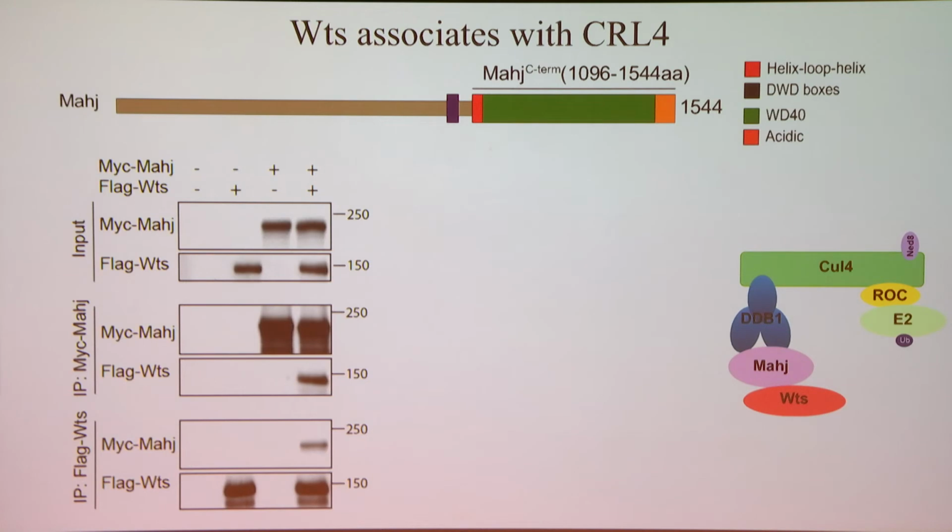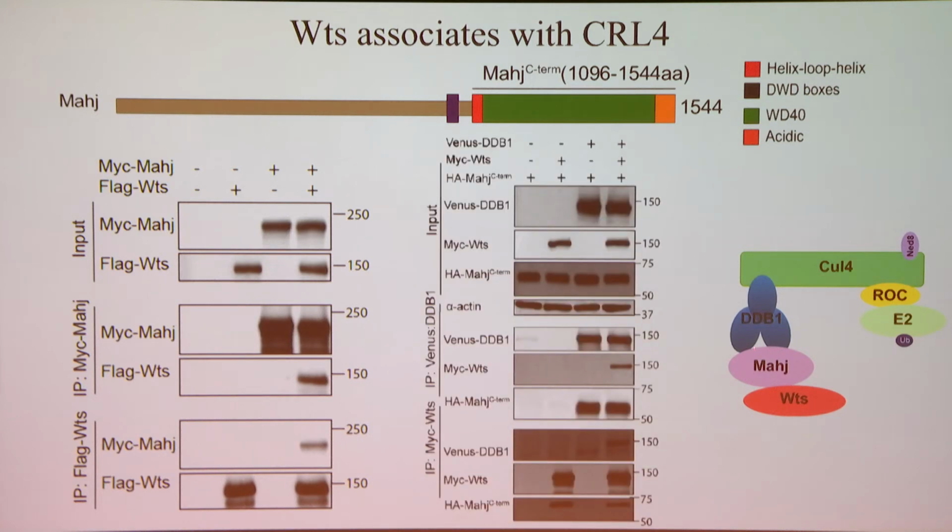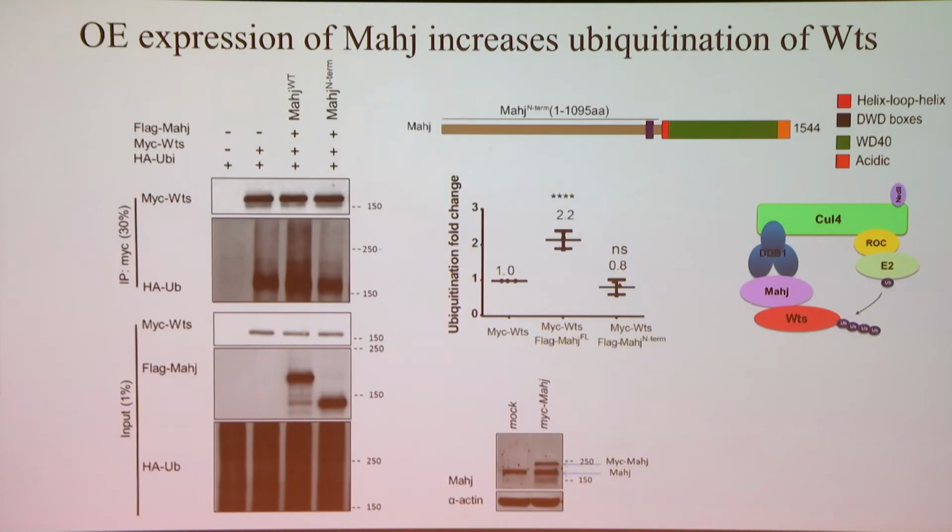We first showed that Mahjong and Warts form a protein complex in co-immunoprecipitation experiments. This interaction also facilitates the association between DDB1 or Cullin-4 with Warts. So basically, they are associating with Warts in the presence of excess Mahjong. We then overexpressed Mahjong and did a ubiquitination assay. We found that this is able to significantly enhance the ubiquitination of Warts. In contrast, the N-terminal Mahjong lacking the substrate binding domain is unable to enhance the ubiquitination.